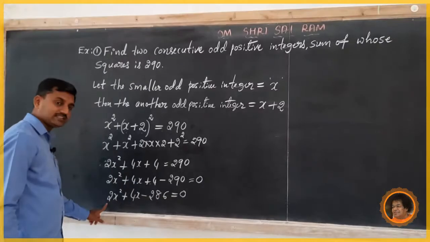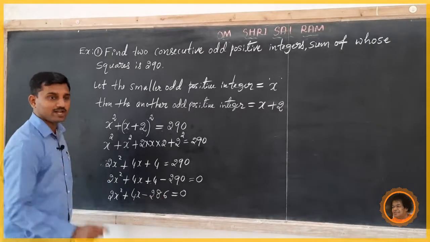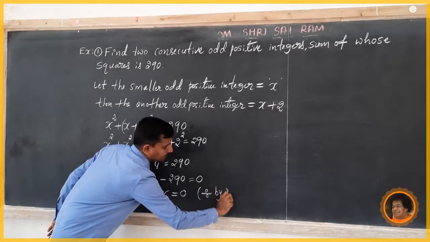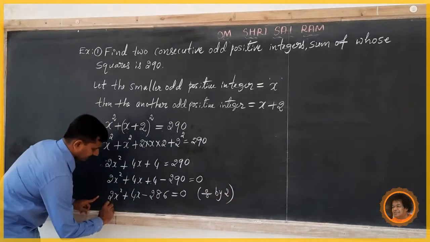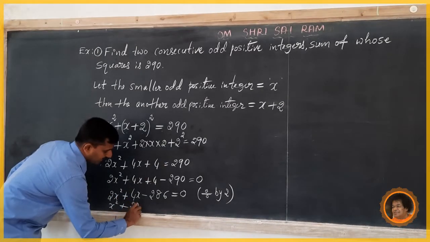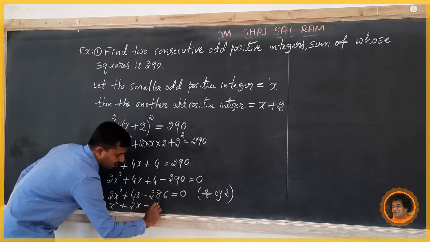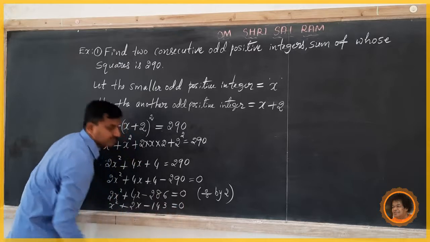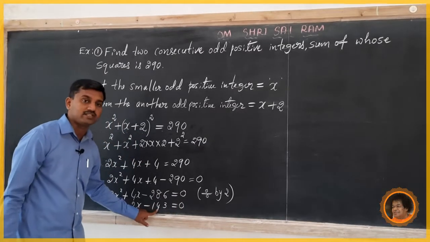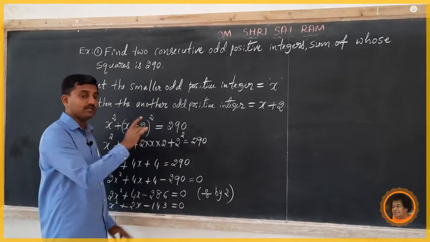Is there any common factor? 2x square, 4x and 286. 2 is the common factor. So divide throughout the equation by 2. So we get x square plus 2x by 2, 2x minus 286 divided by 2, 143, equal to 0. So this is the required equation, x square plus 2x minus 143 equal to 0. So this is in the form of x square plus bx plus c equal to 0.